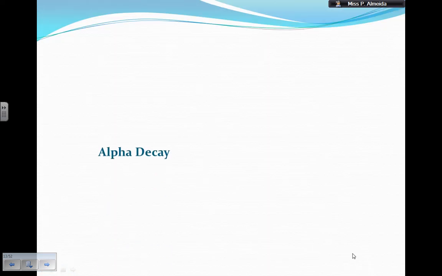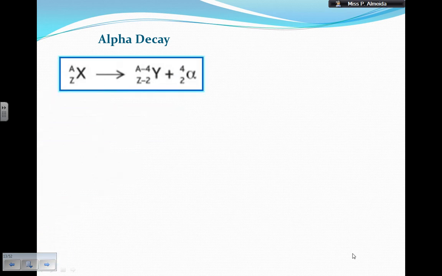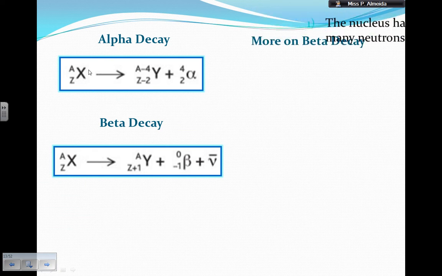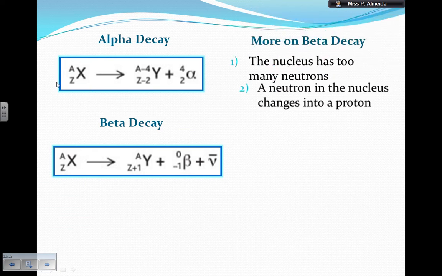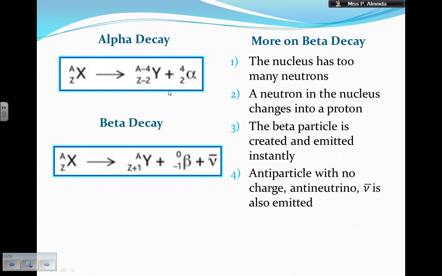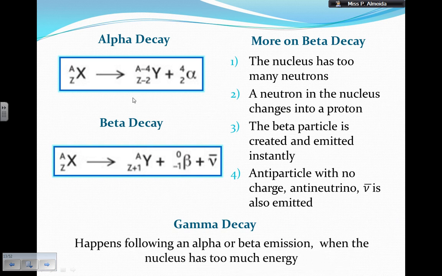Now, when we have the decays, I'm going to tell you about alpha, beta, and then a little bit about gamma, and ignore the animations happening in here. So, alpha decay, I have the nucleus in the beginning, and then it disintegrates and creates a new nucleus, smaller, plus an alpha particle. So, how do we figure out how the equations work?